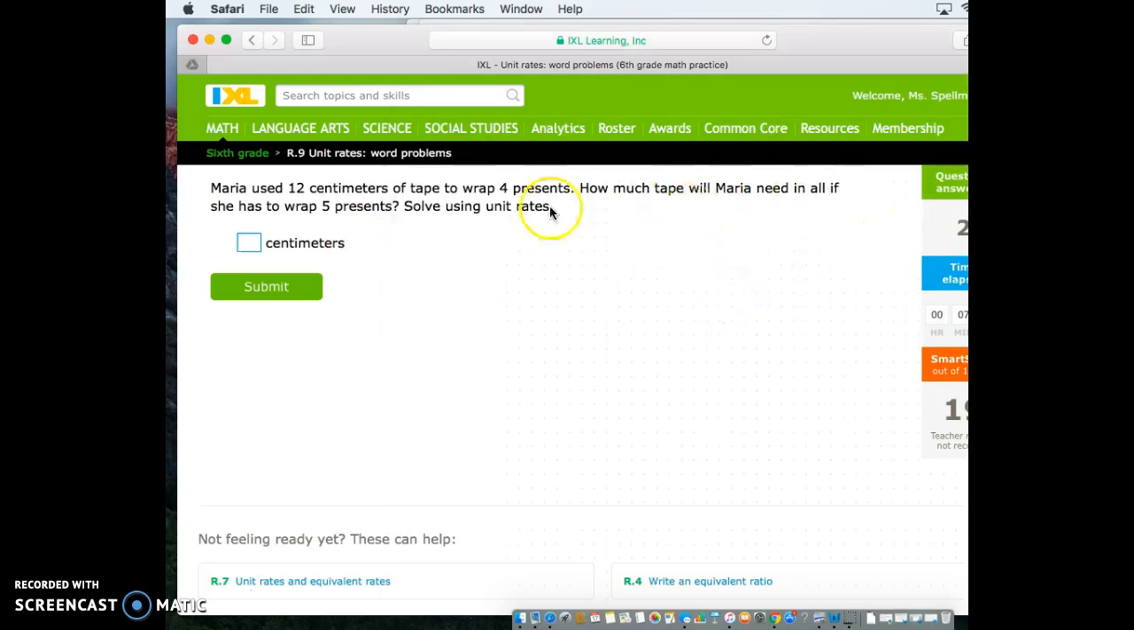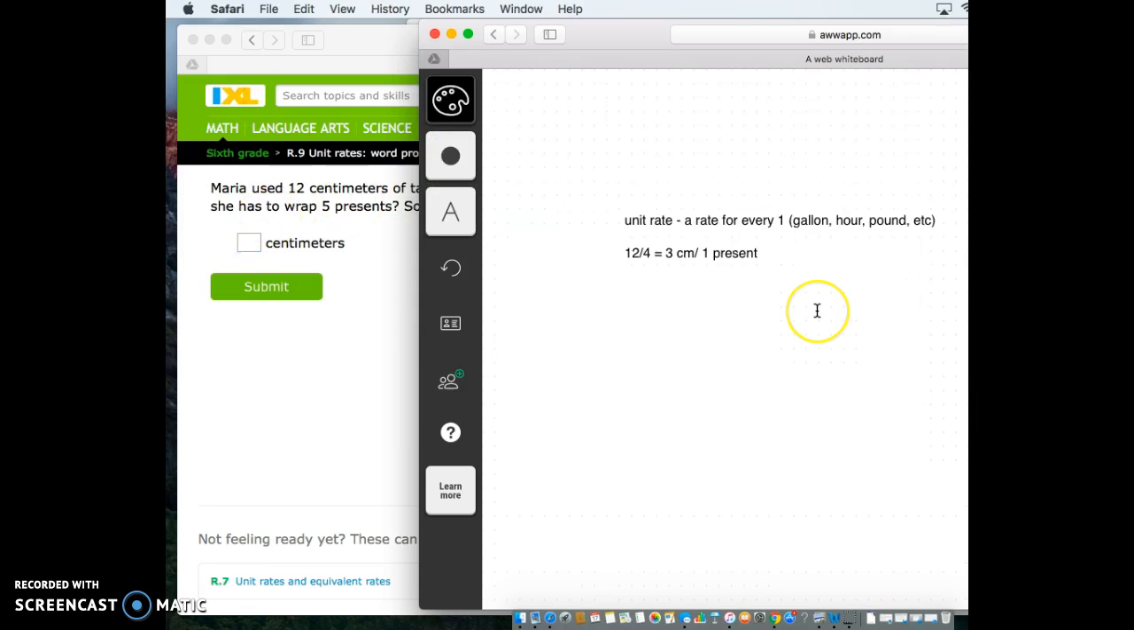So how much tape will she need if she has to wrap 5 presents? Okay, so we know it takes 3 centimeters per present. She's going to wrap 5 presents, so it's going to take 15 centimeters.